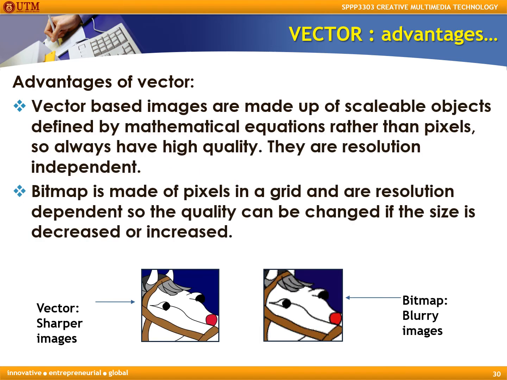More about the advantages. Vector-based images are made up of scalable objects, so it doesn't matter how much you scale or resize, the quality is going to stay the same. While on the other hand, bitmap is made of pixels. If you zoom in or if you scale the image, the quality is going to be affected. Okay.